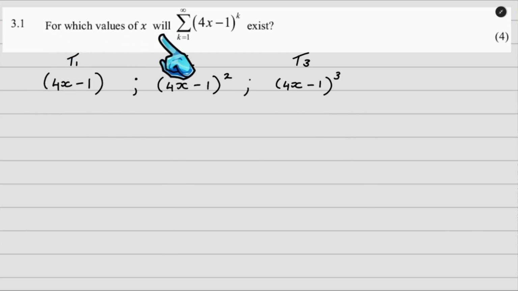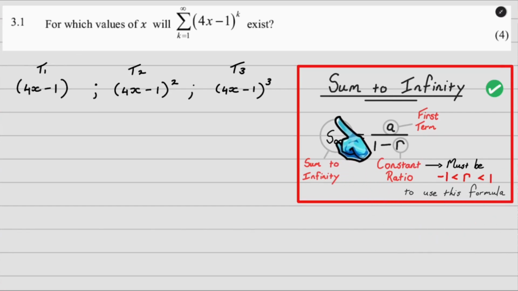Now, for which values of x will this thing exist, aka the sum to infinity? So let's grab our sum to infinity formula and have a poke at it. So with my sum to infinity formula, to actually use this formula, this ratio here must be smaller than 1, but at the same time bigger than -1. So that's the logic of this question. That's what everything revolves around. So I'm going to want to get my ratio and model it to be smaller than 1, but bigger than -1 at the same time.